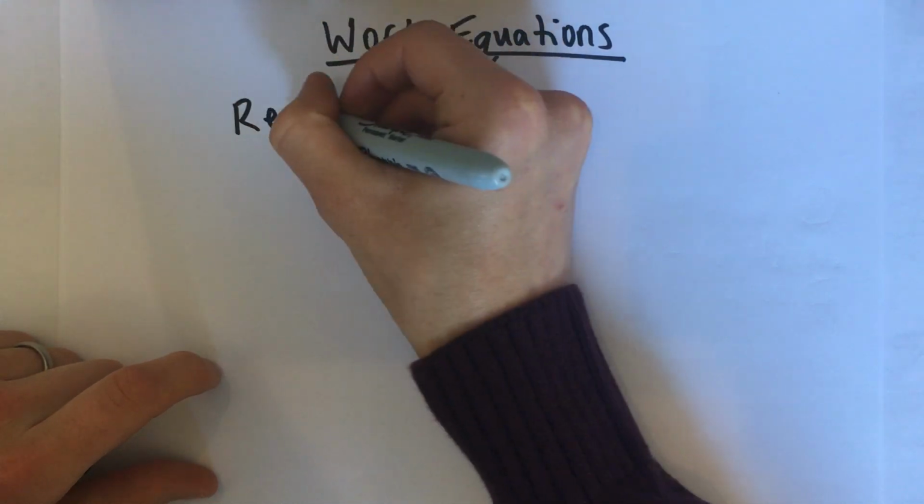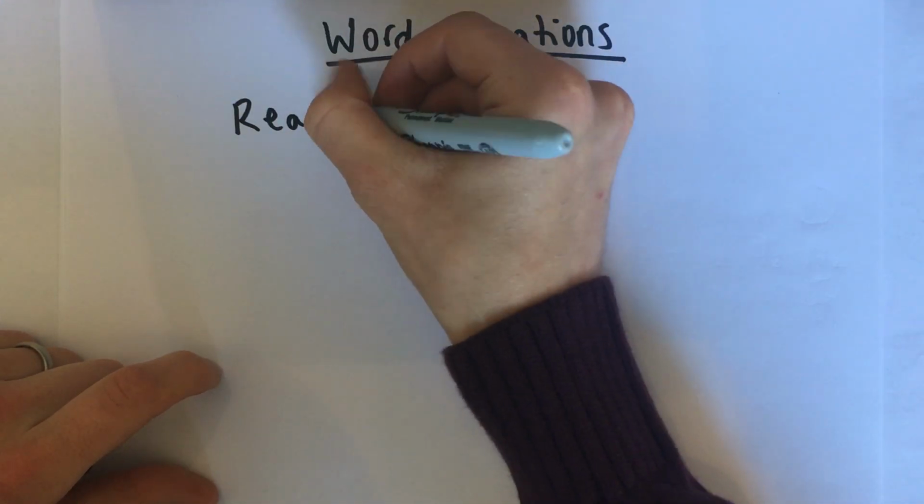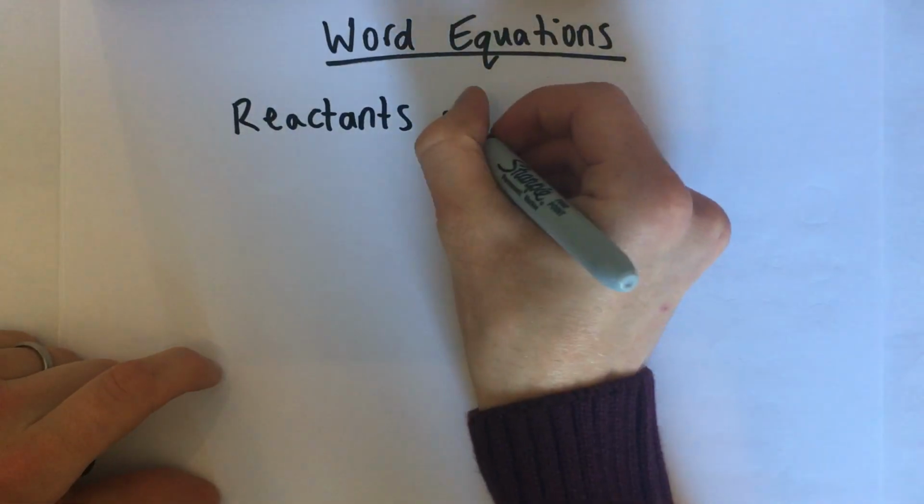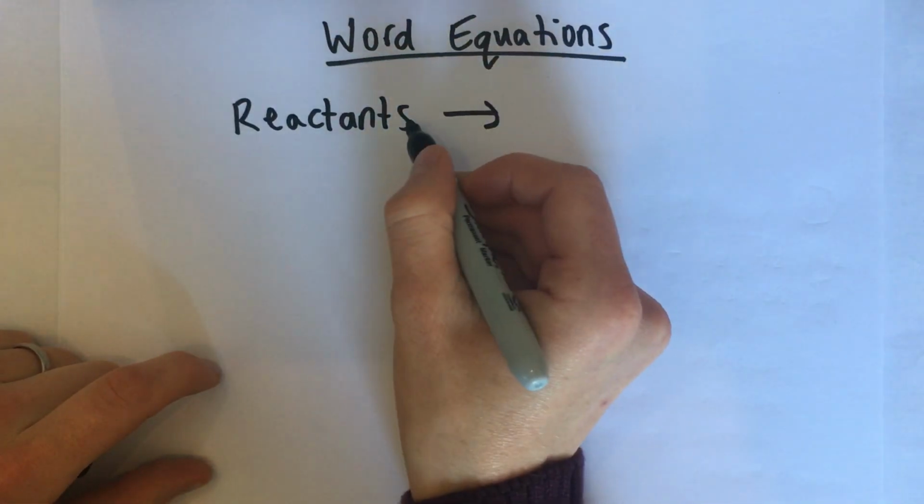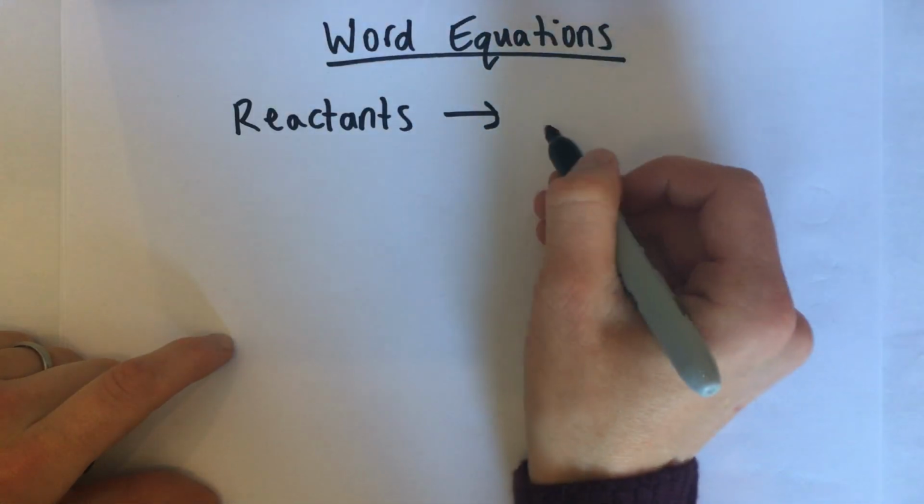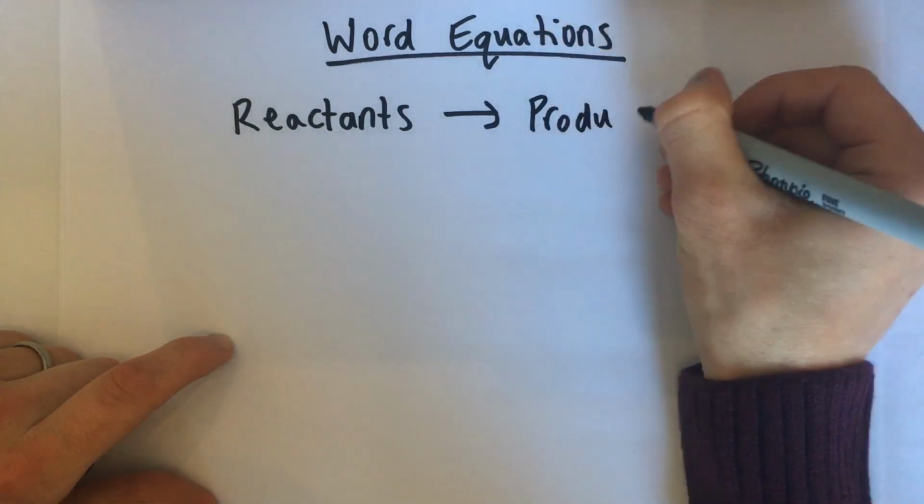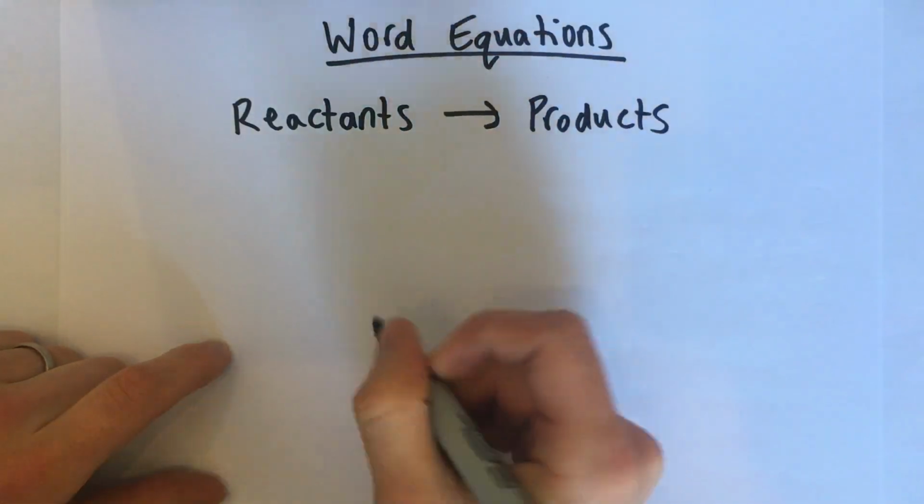The things that you start with are shown on the left-hand side. We call those the reactants because they're the things that react together. And then we use an arrow to show that it goes from this to the things that we make, and we call the things we make the products. A product is something that you make.